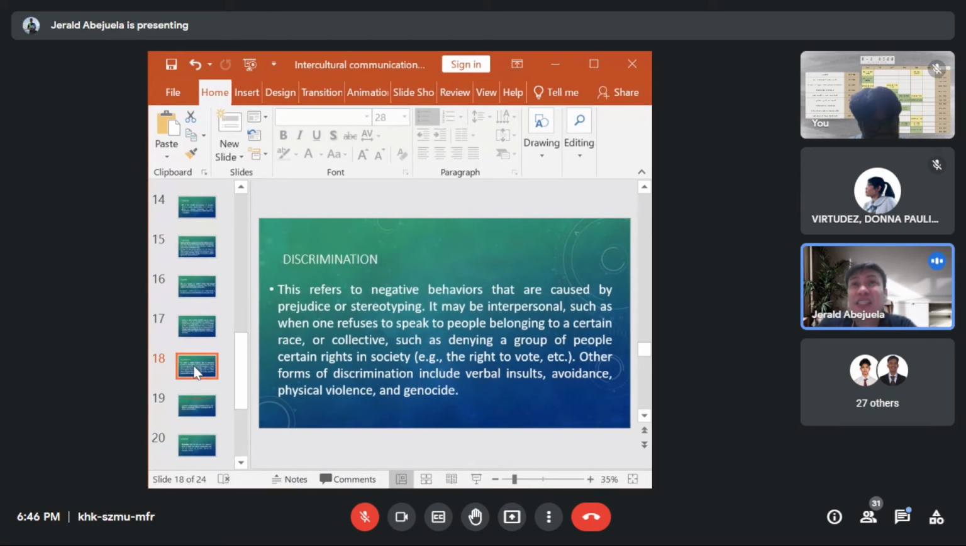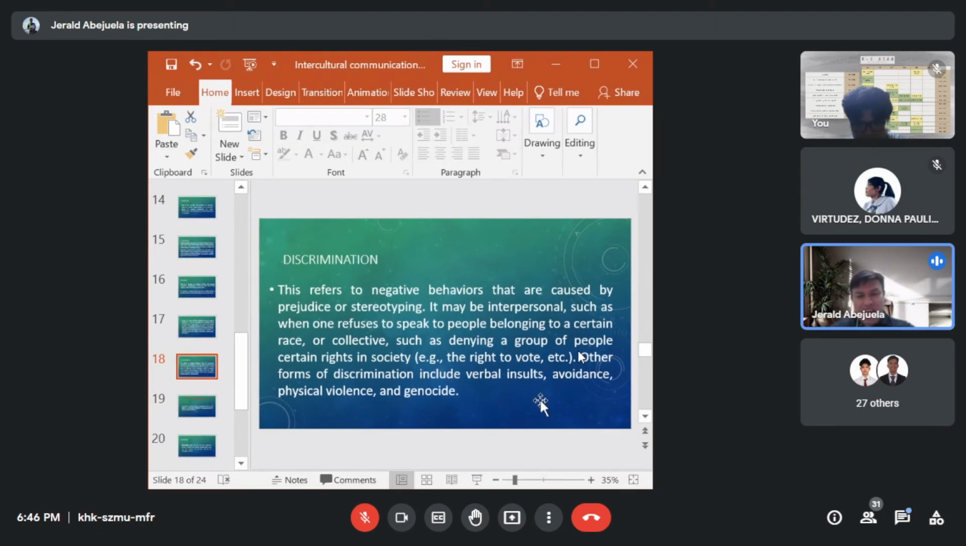Okay? And this is a very popular issue nowadays, discrimination, that is being encountered not only by Filipinos, but even Asians. Okay? Who are actually living in other countries. Naintindihan natin ito, na-experience nila ito. Remember that discrimination is an extremely negative behavior caused by prejudice or stereotyping, and it may be in the form of verbal insults, violence, avoidance of a person, and genocide.